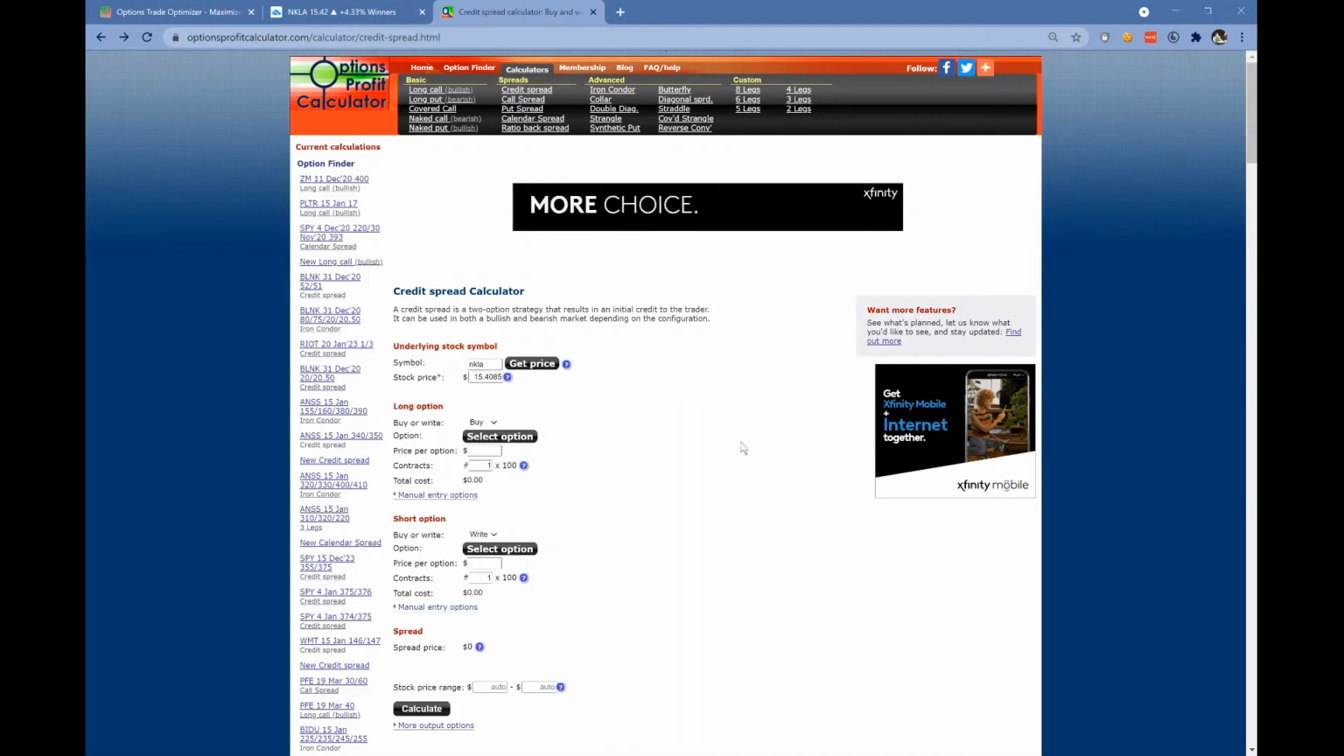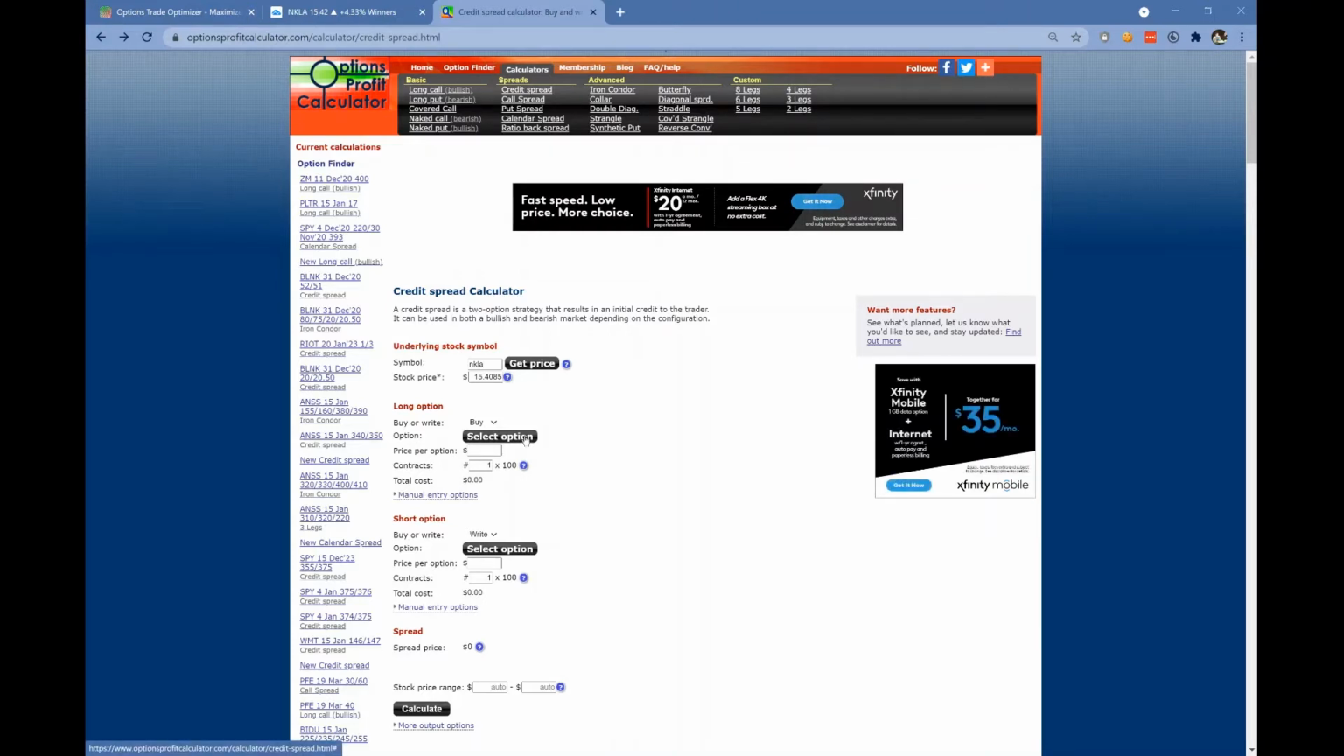If you're trying to trade options, you know that they're really risky and hard to calculate. So what a lot of people do is they use Options Profit Calculator. And while it is a great website to use, it's a little bit hard to find the perfect trade.